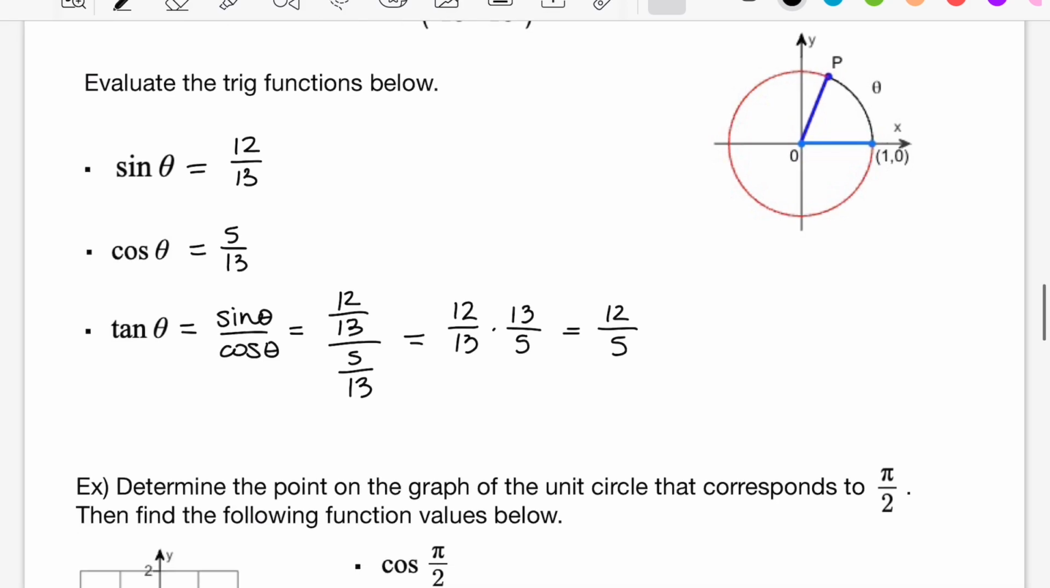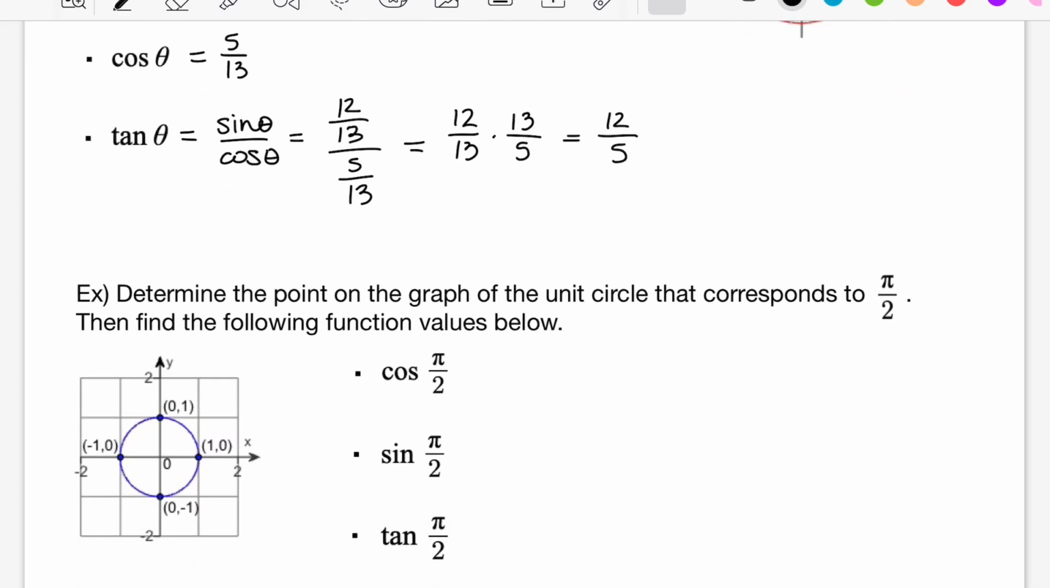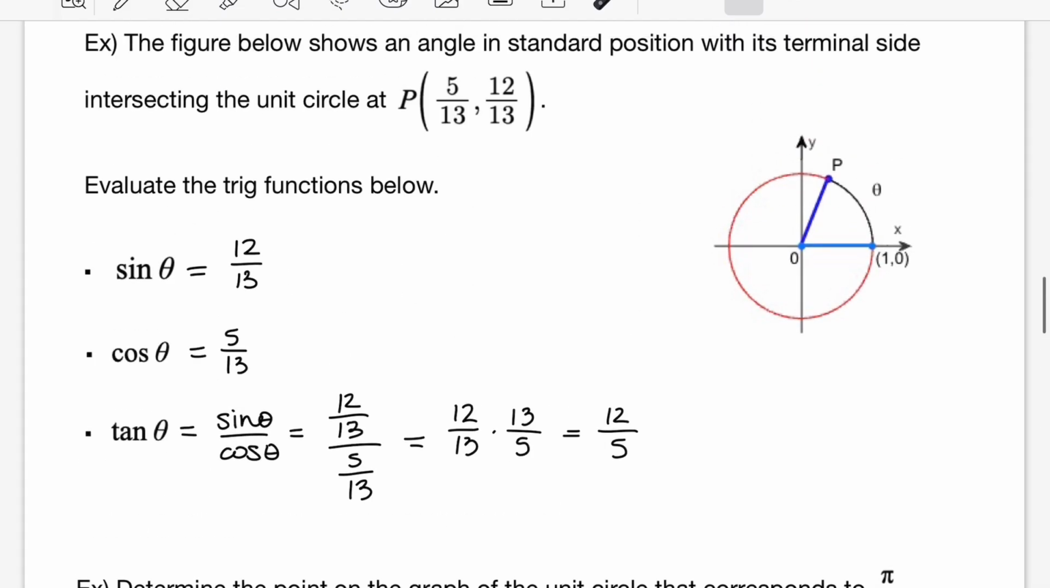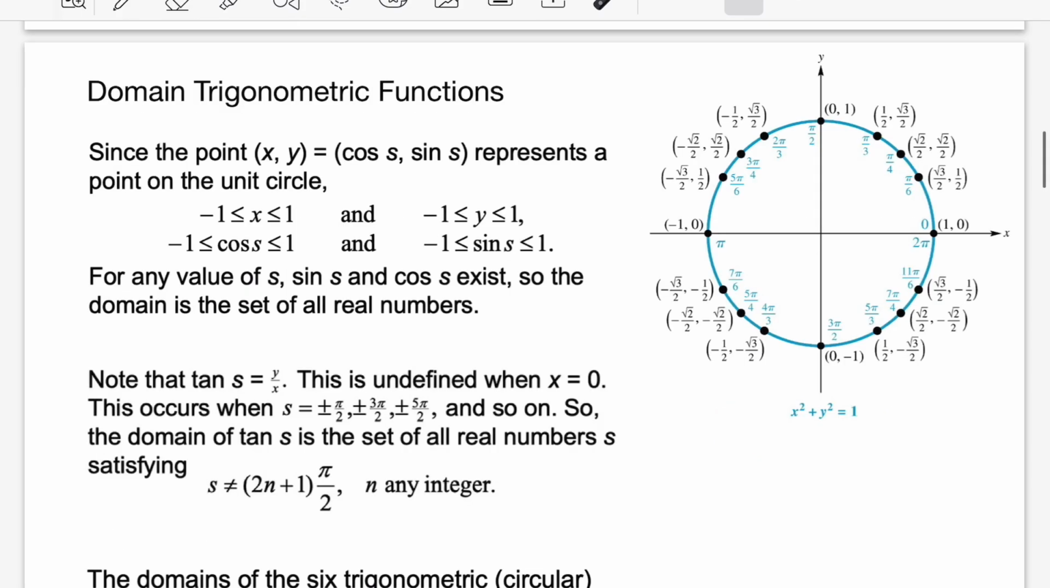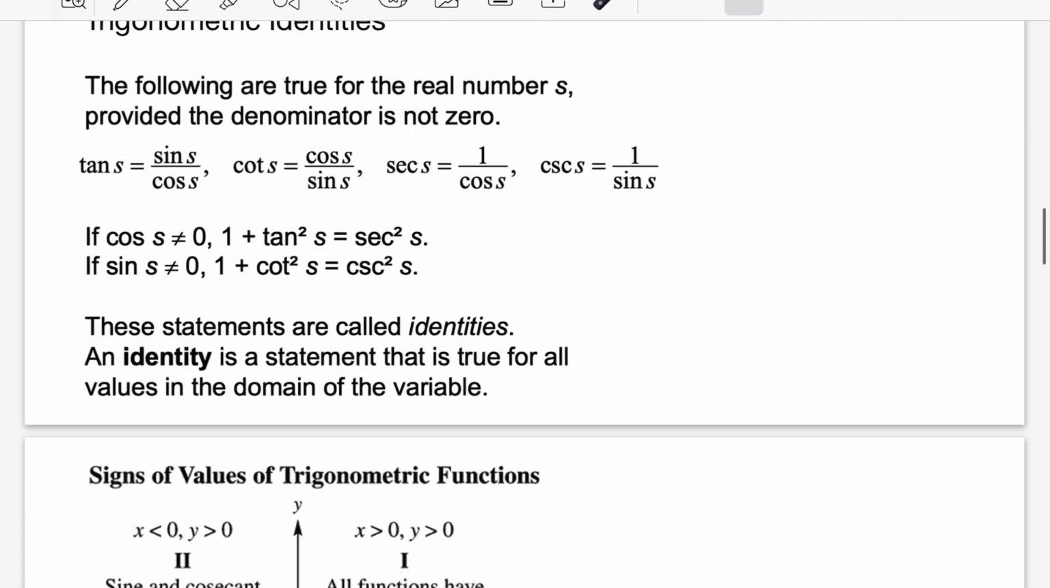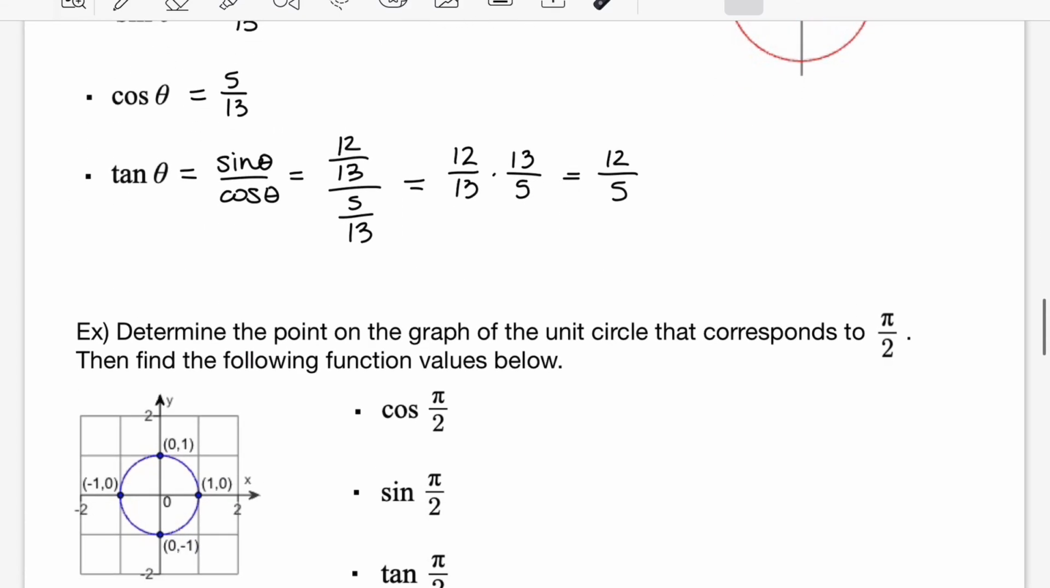Alright, let's look at another example. We want to determine the point on the graph of the unit circle that corresponds to pi over 2 and find the following functions below. So we know that the point pi over 2 on our unit circle corresponds to the coordinate point 0, 1. Looking back at this unit circle, that's going to be this point. Now cosine of pi over 2 is going to be the x value, so that'll be equal to 0. And sine of pi over 2 is going to be our y value, so that'll be equal to 1.